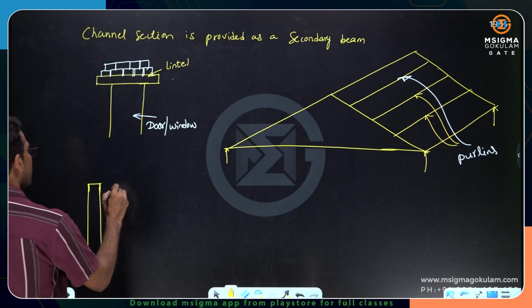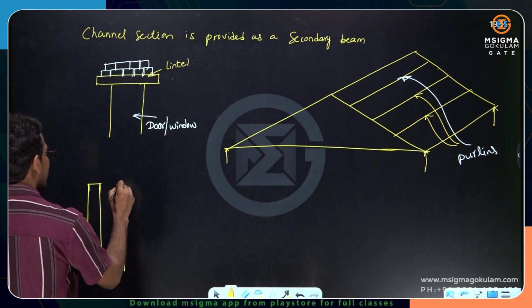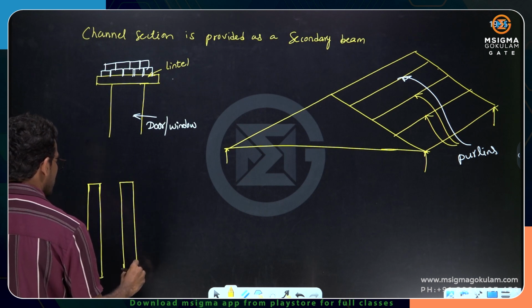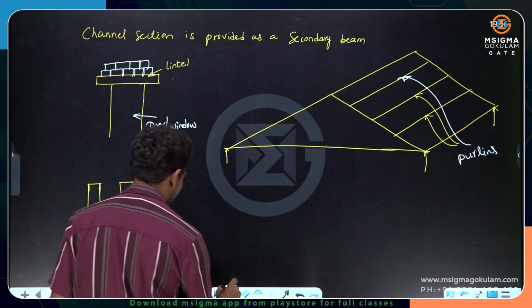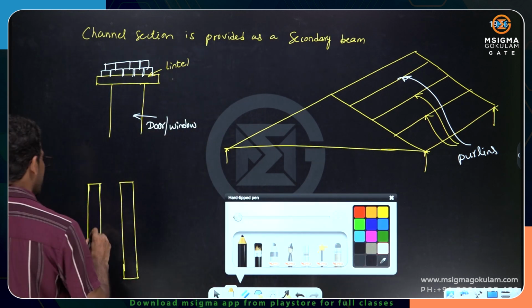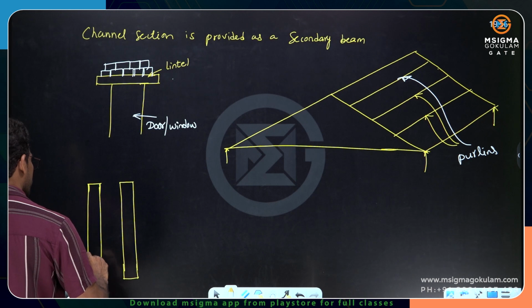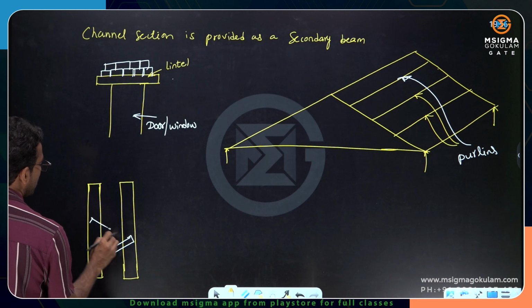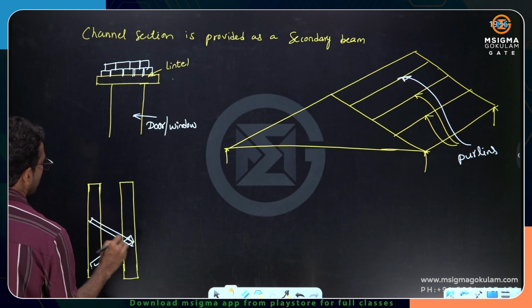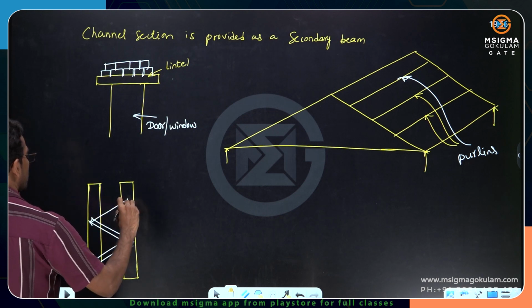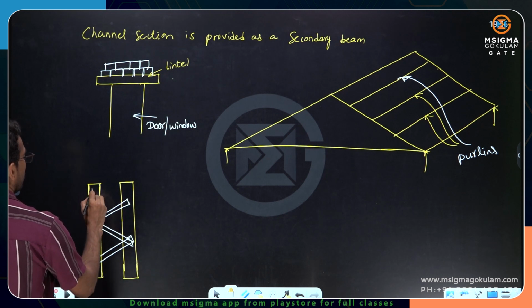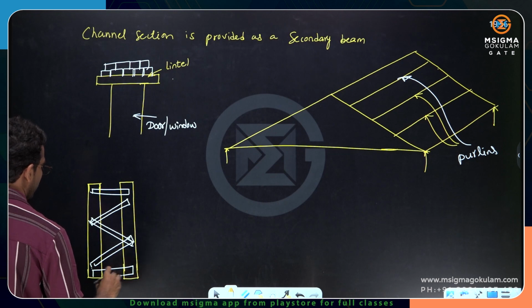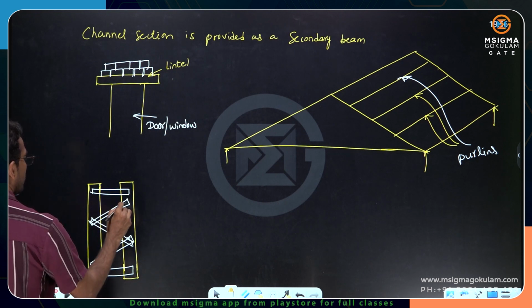So in such cases, what we do is we provide two identical sections nearby. This is one section, this is another section. We place them nearby and then we connect these two sections with lacings or battens. The inclined members are called lacings. And at the top we provide a tie and at the bottom also we provide a tie. Okay, and we connect like this.